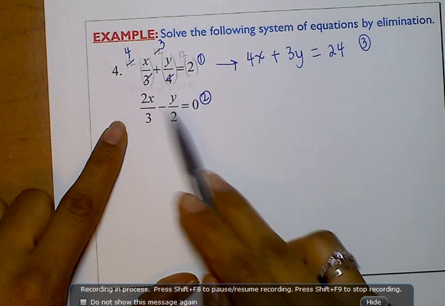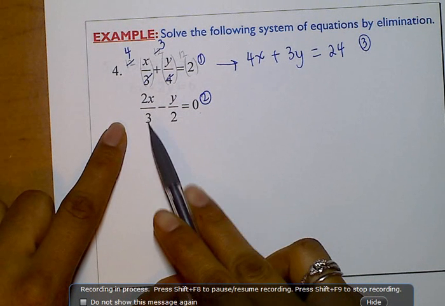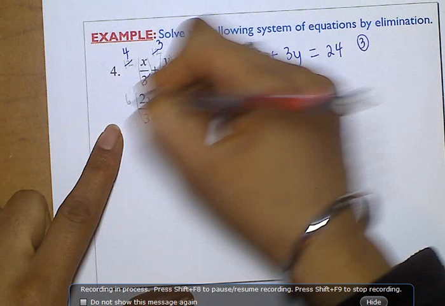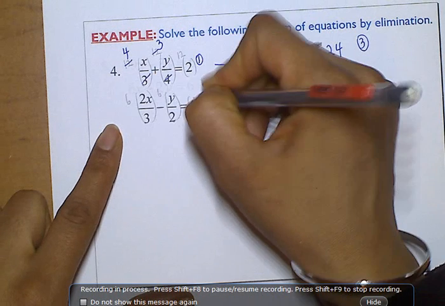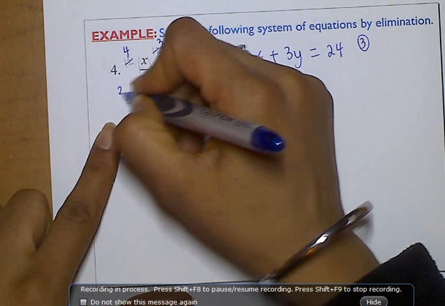So if 3 times negative y is negative 3y, and then 6 times 0 is 0, that's my new equation. I'm going to label that as equation number 4. This is so much easier to work with because you're dealing with equations that do not have fractions.